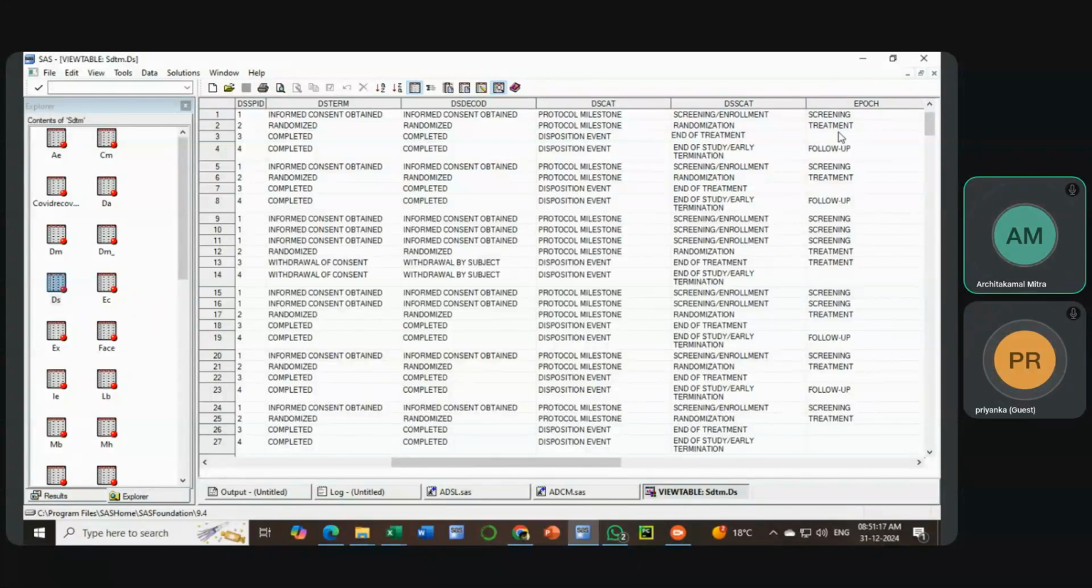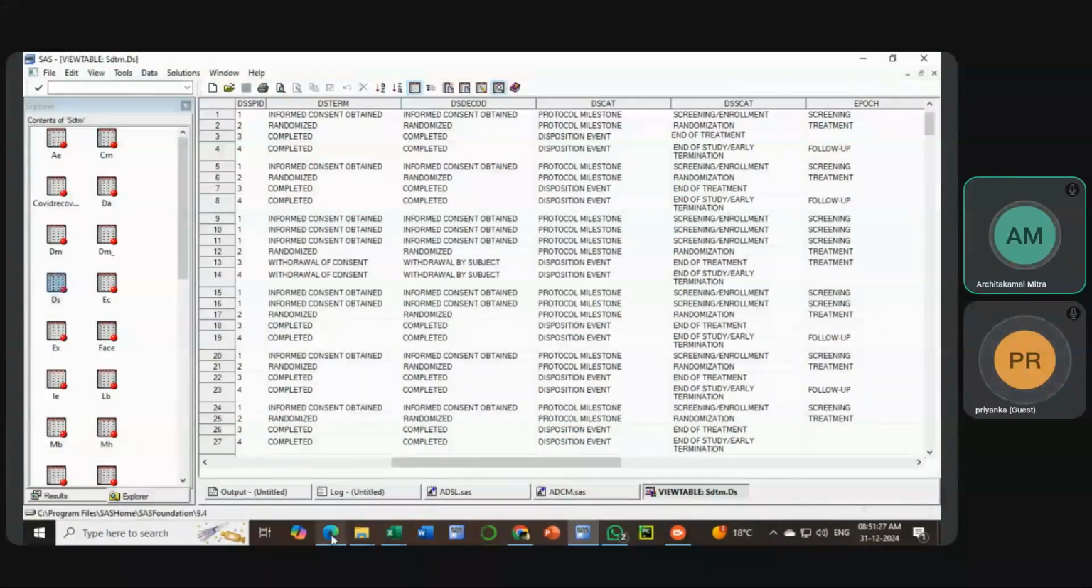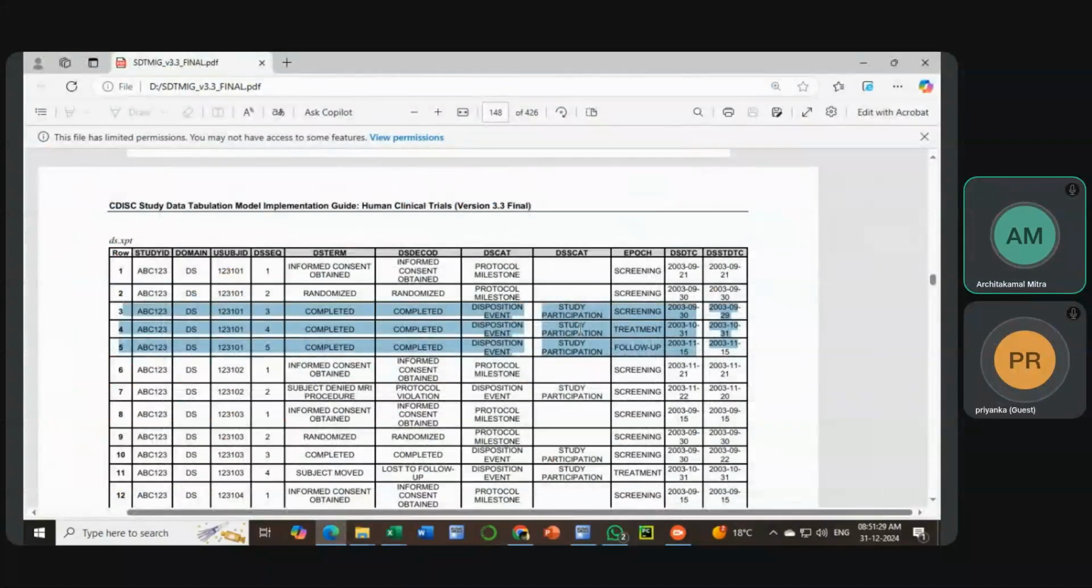But here under treatment, you only have one thing for randomization, correct? Here also you have only one DSS cat. In treatment, you have study participation, that's it. So study participation is where we have randomization. Here they have given study participation. You are okay with that?